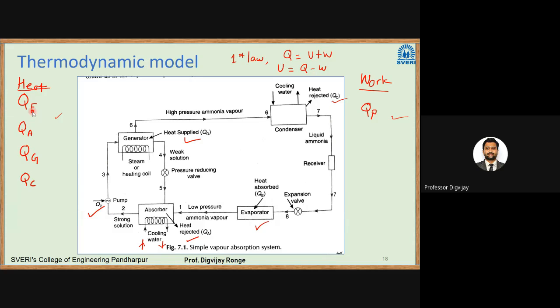We have QE, the heat extracted in the evaporator. QA, the heat released in the absorber. QG, the heat supplied to the generator. QC, the heat released in the condenser. For the work interaction, we have QP, the work supplied to the pump. From there, I will apply the first law of thermodynamics.